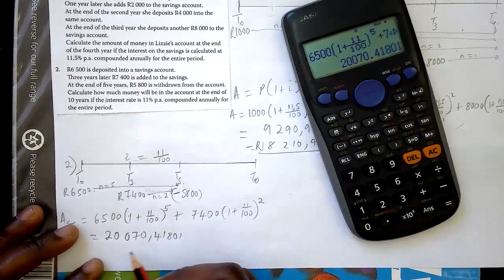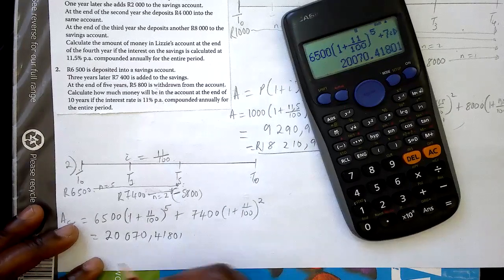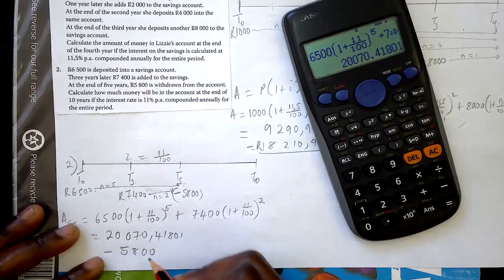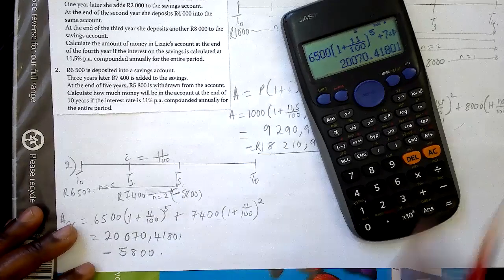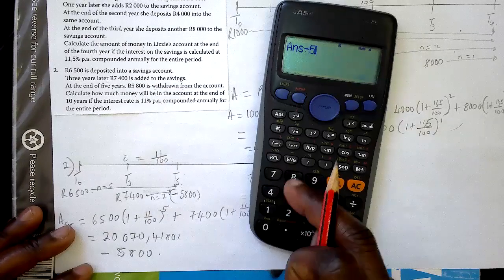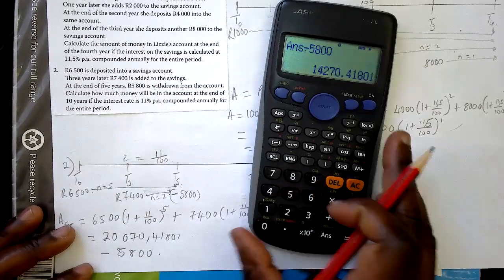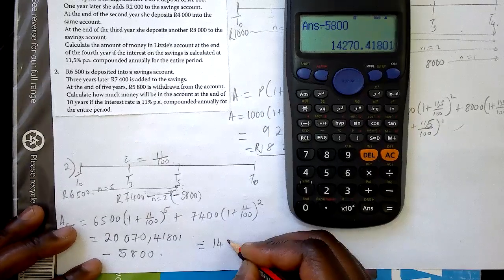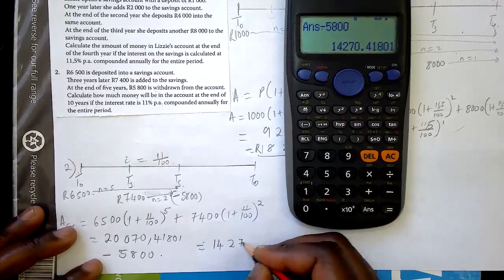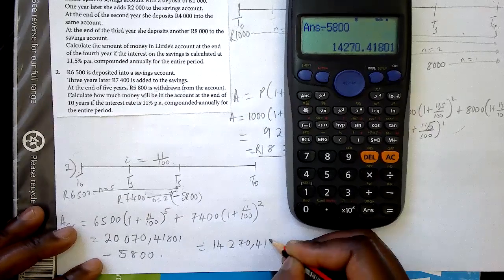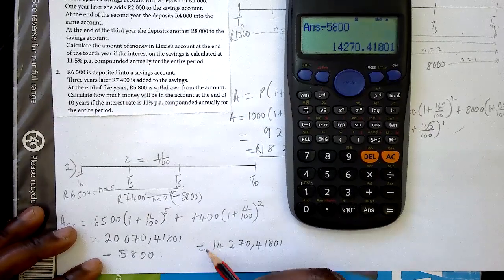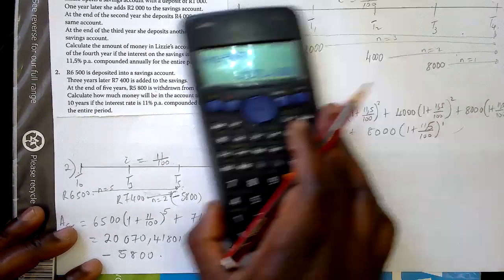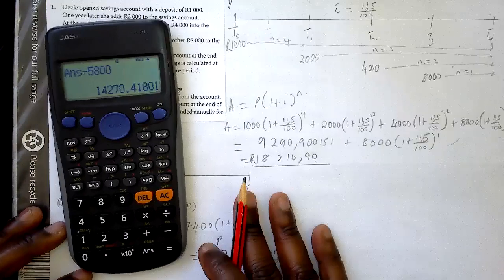Now, in this case, what are we going to do? We are going to subtract this amount, 5,800. Here, we're going to say minus 5,800. We get 14,270.41801. So this one becomes our new principal amount here. This amount is what we're going to accumulate for the remaining 5 years.